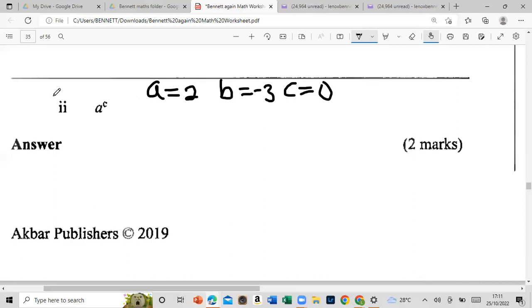So now we are asked to find A raised to the C. So let me just go ahead. A raised to the C. Now A is 2 and C is 0.